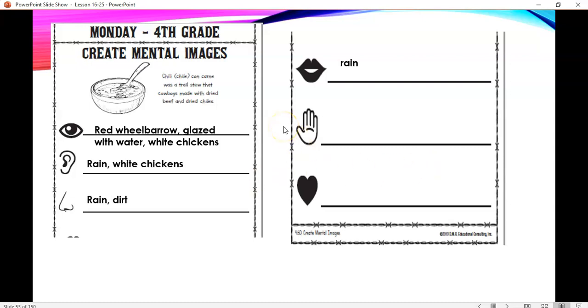I can touch the red wheelbarrow. Good. What else can I touch? I can touch the rain for sure. What else? And the white chickens. Good job. So good job if you're answering all these questions. You're getting very good at mental images. Remember, the purpose of this is when you close your eyes, you should be able to see it in your head. Everything the speaker or the author is trying to tell you, you should be able to see it in your head. Now, what about feelings?